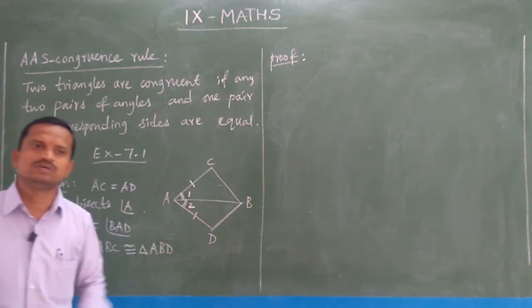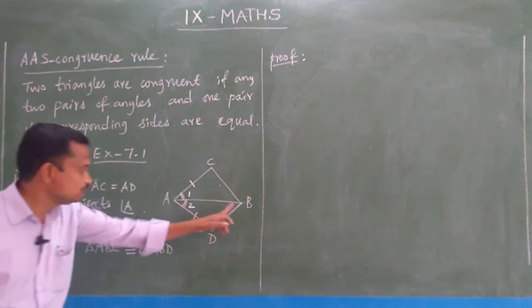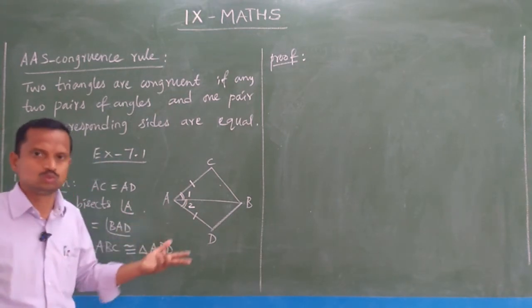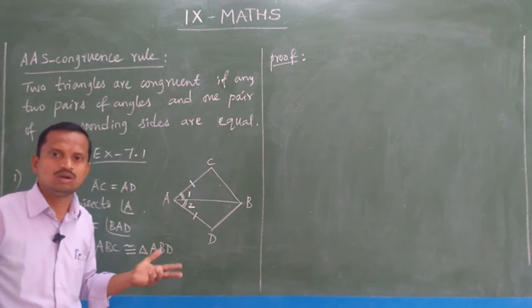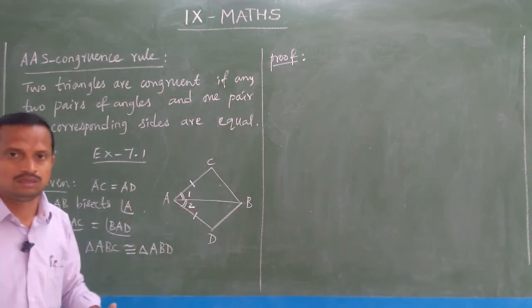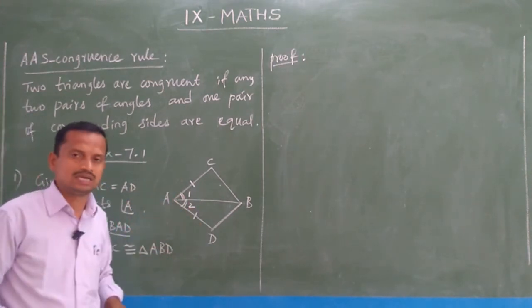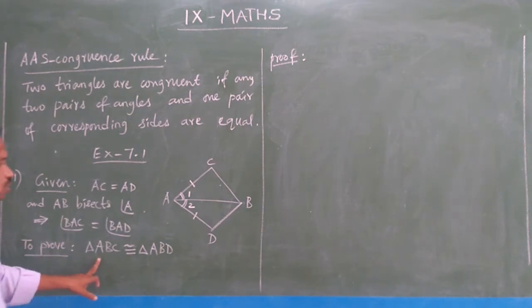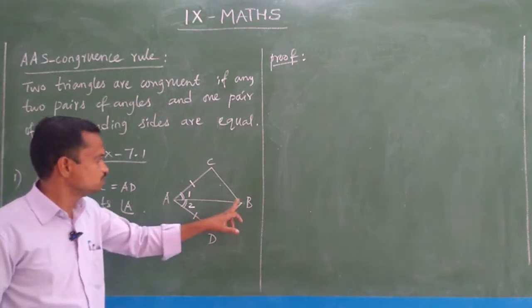So with direction, we have to say angle BAD. We cannot say simply that it is angle A. Angle A means the full angle, 1 plus 2, both together called angle A. But here it is split, so this is angle 1 and this is angle 2. So by the given matter AB bisects angle A, we can have this. And to prove triangle ABC, where it is triangle ABC.